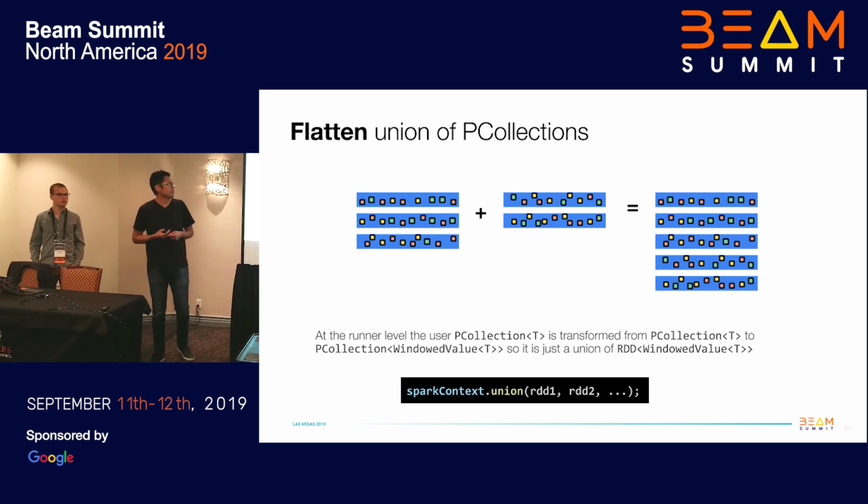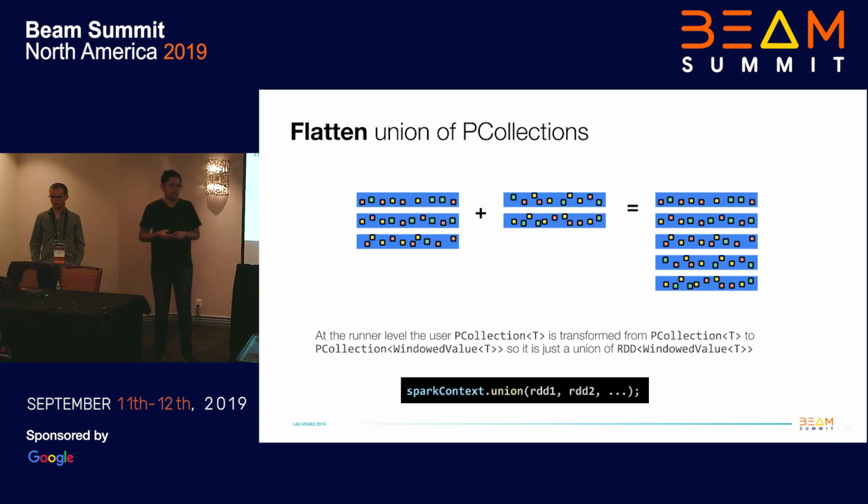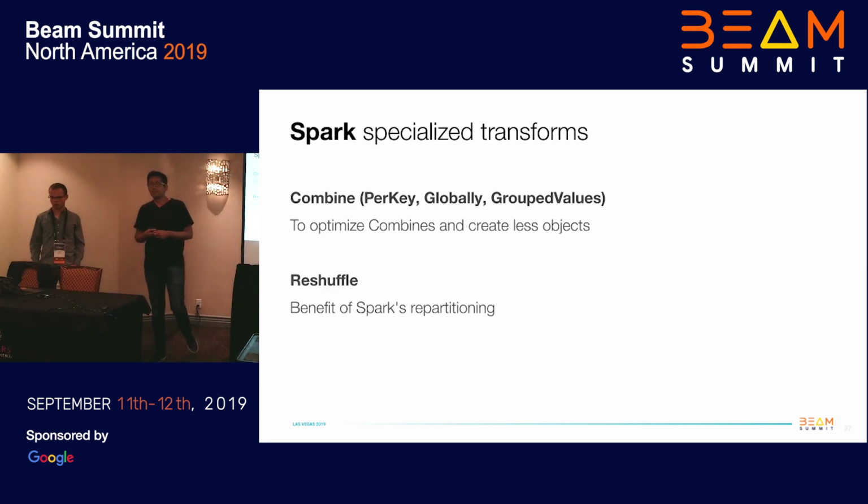And finally, the union of PCollections is flattened, and this is a transform that exists in Spark with the union method. So all of these were the primitive transforms, but the Spark runner also optimizes 2 other transforms. When we decide to translate a non-primitive transform, it is just to get improvements. In the case of combines, it's optimized to benefit from combiner lifting in the Java case, and to create fewer objects, for example, in the group values case. And the reshuffle transform of Beam is also translated with repartitioning from Spark.